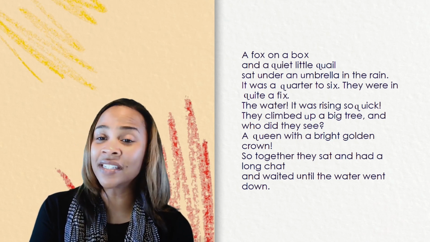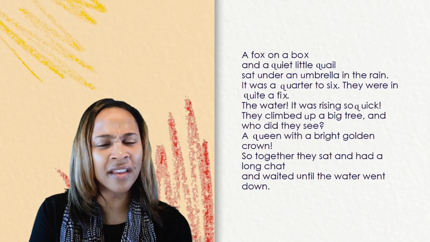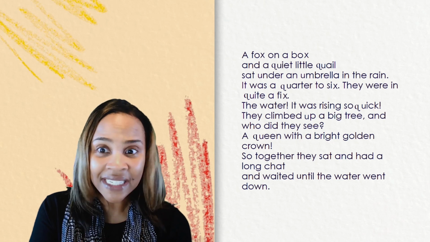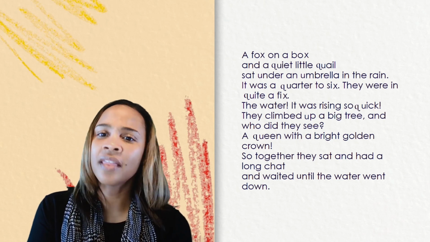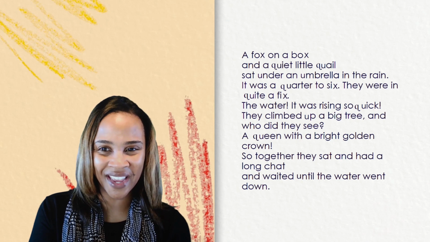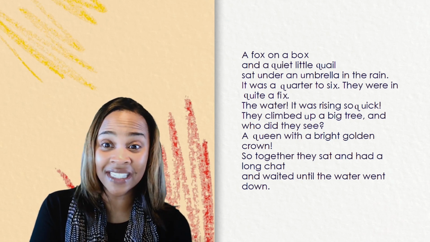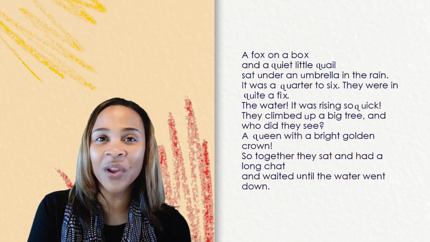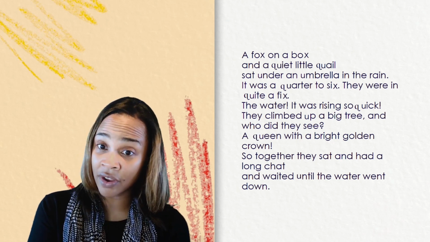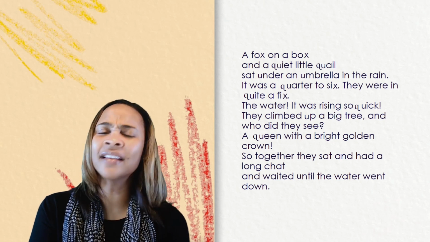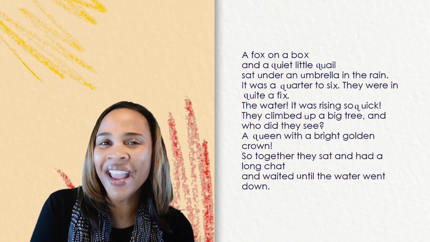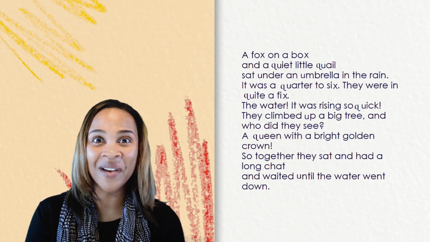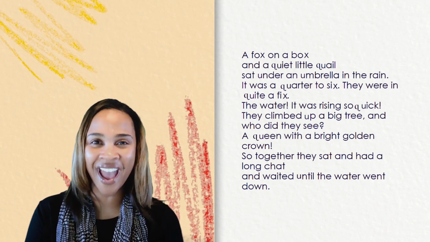It was 5:45. They were in quite a fix. The water, it was rising so quick. They climbed up a big tree, and who did they see? A queen with a bright golden crown. So together they sat and had a long chat and waited until the water went down. I hope you found all of those Q, U, and X words.